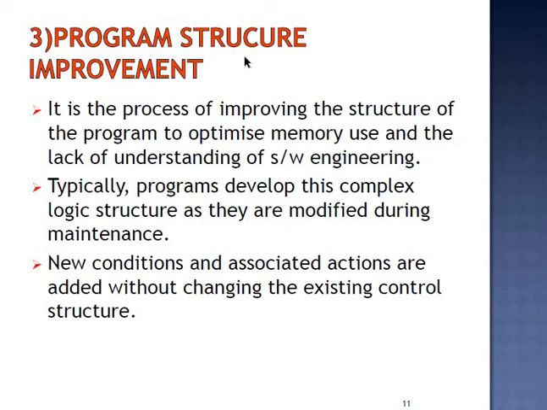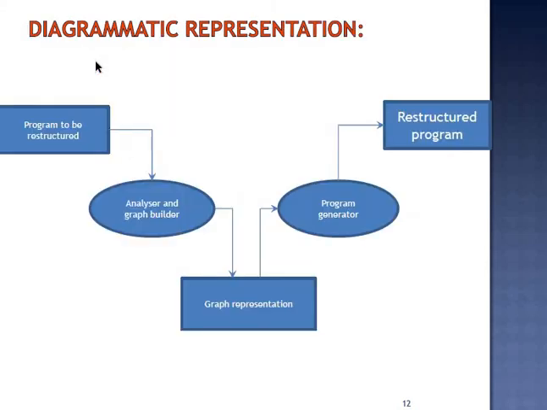Then we have the third phase, program structure improvement. So what exactly is it? It is the process of improving the structure of the program to optimize memory use and address the lack of understanding of software engineering. Typically, programs develop a complex logic structure as they are modified during maintenance: new conditions and the associated actions are added without changing the existing control structure, right? So this is the diagrammatic representation of this point.